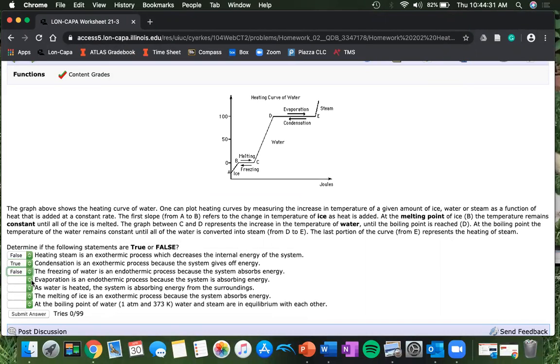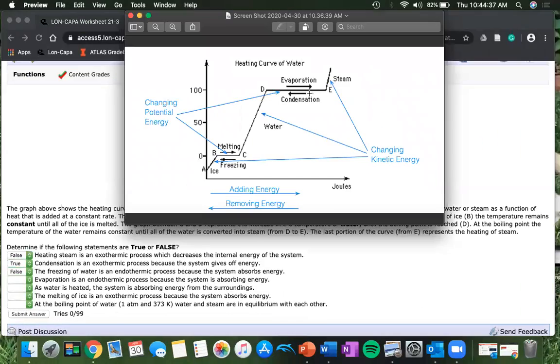For number four, it says that evaporation is an endothermic process because the system is absorbing energy. If we look at the evaporation process, we can see that we're now moving from left to right here. If we move from left to right, that means we are adding energy. So this is going to be an endothermic process. We're increasing the energy of the system.